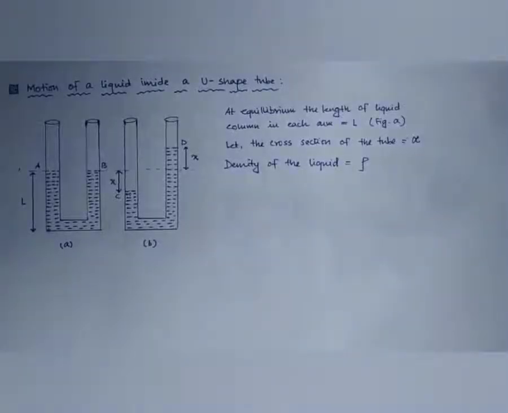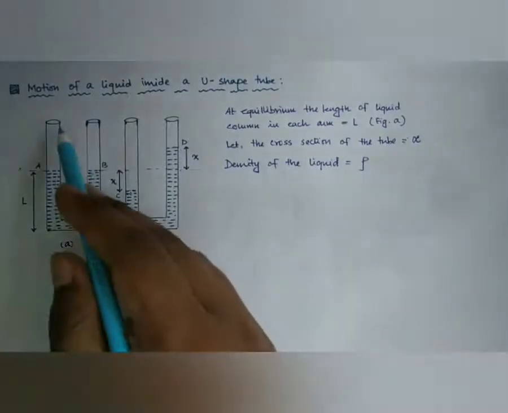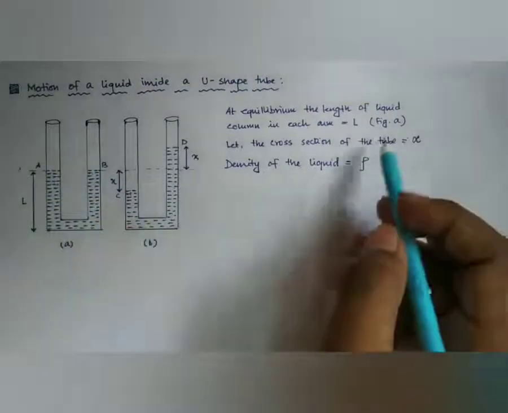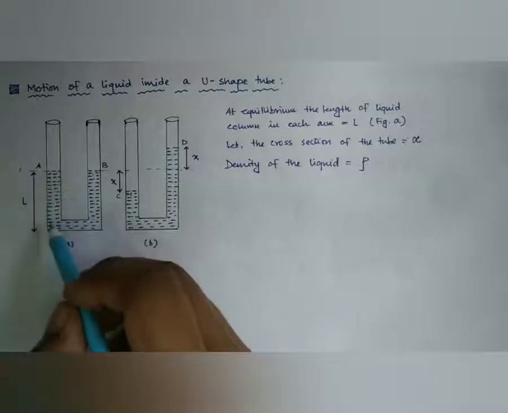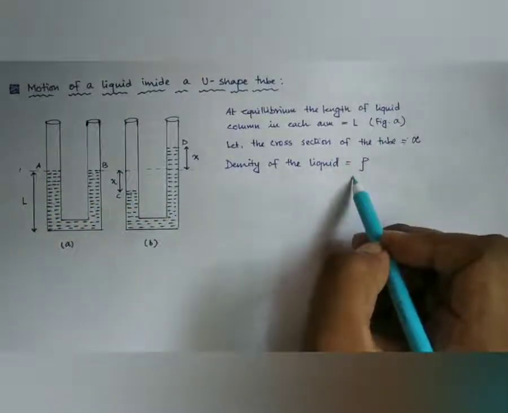Let us consider the motion of a liquid inside a U-shaped tube. Here a U-shaped tube is drawn. The U-shaped tube has uniform cross section alpha. A liquid is inside the U-shaped tube. The density of the liquid is rho.